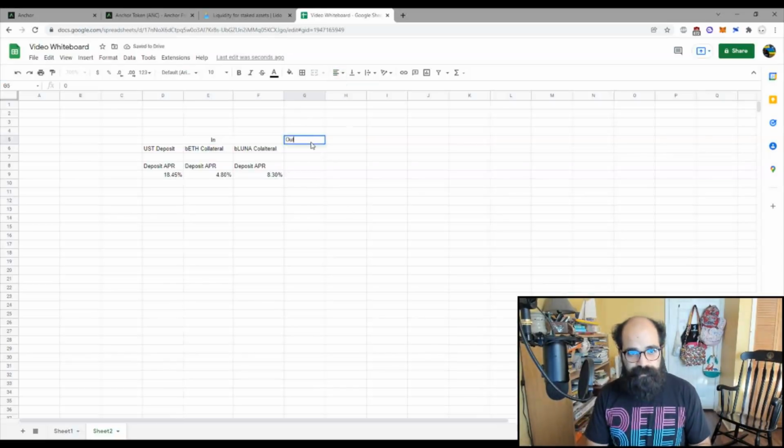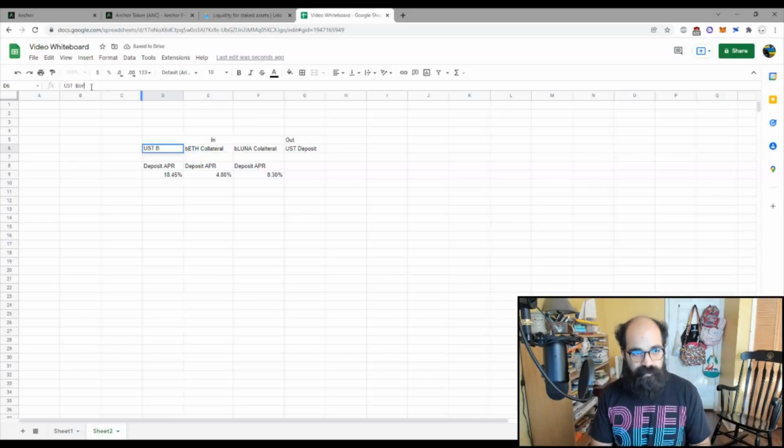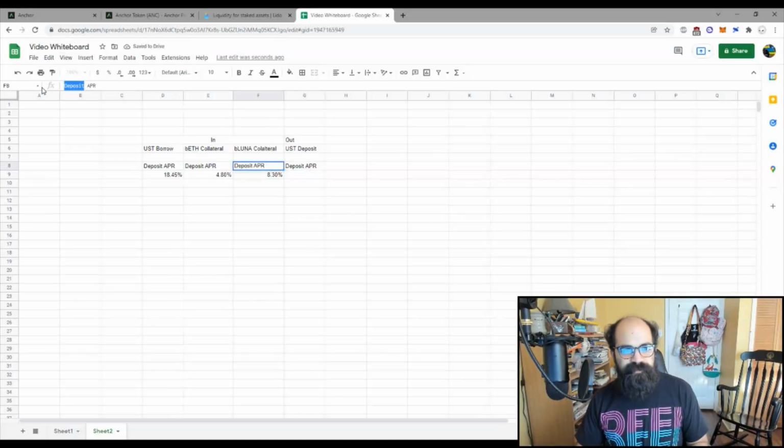Now the out would be UST. Okay, so this is deposit. Sorry, this should be borrow. So UST deposit. I don't know how much it is right now, but the deposit APR, and this should be, I don't know, collateral APR or something, or yield. Maybe I'm going to say APR. We don't need no stinking adjectives before the number. I'm just going to call this APR. Okay, technically this is APY, let's not get it twisted.